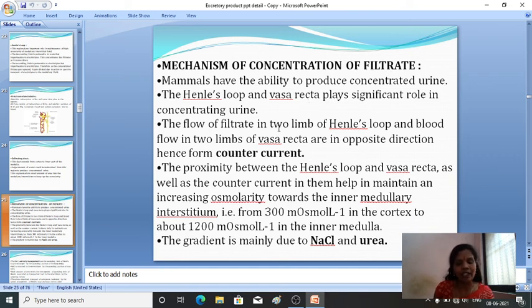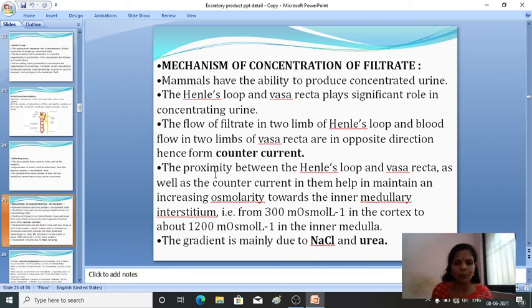Now, the flow of filtrate in these two limbs of the Henle's loop. You already know that the loop of Henle is made up of an ascending limb and a descending limb. The flow of filtrate in the two limbs of the loop of Henle and the blood flow in the two limbs of the vasa recta are in opposite directions. So we call it a counter current.